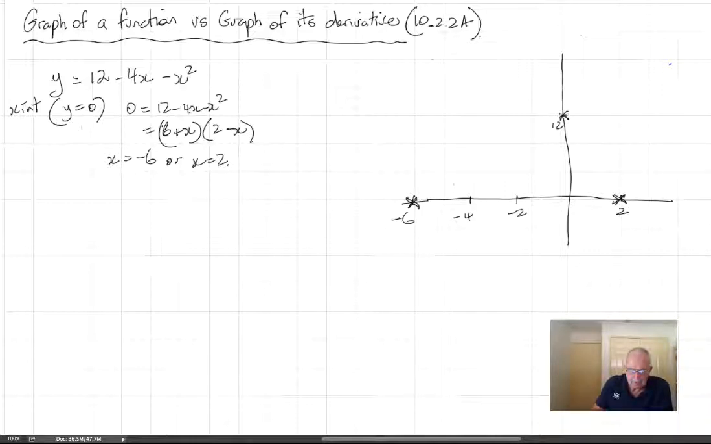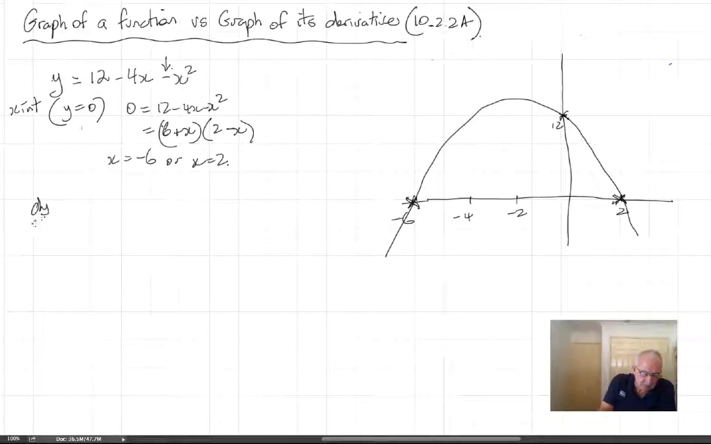And it goes through there. Now, because it's x squared, it's a quadratic, so it's going to be in the shape of a parabola. And because we've got this negative in front of x squared, it's going to be an upside down parabola. If that is positive, you get a smiley parabola. If it is negative, you get an upside down smile, which is a frown. So it's going to go something like that. So that's our graph of y equals 12 minus 4x minus x squared.